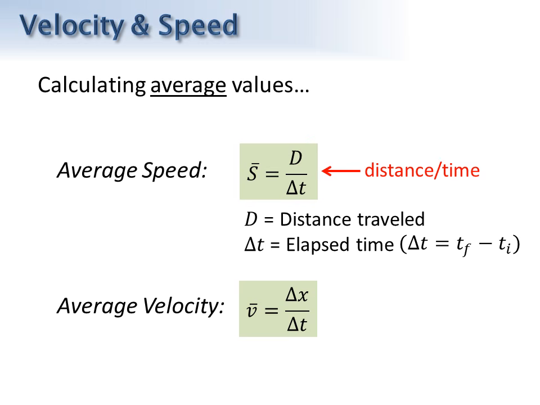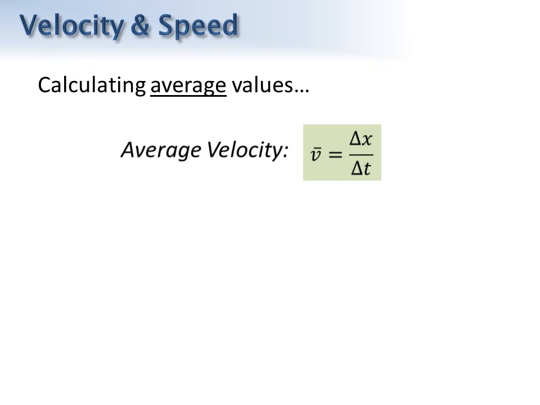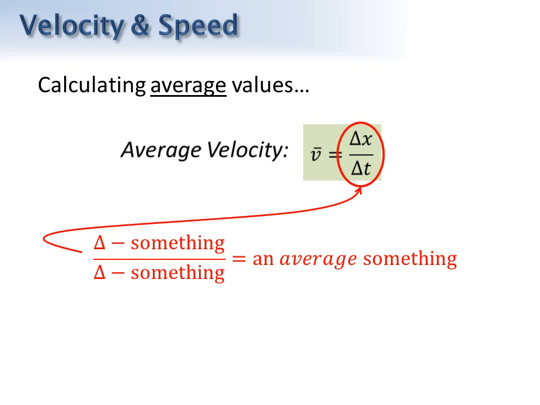Notice that the average speed equation is what most people are familiar with, distance divided by time. And then the average velocity equation is displacement divided by time. So that's the key difference between those two. Just a quick mathematical comment. Anytime an equation is delta something over delta something, like this equation, then the result is an average. So in this case, we know that we're calculating an average velocity because it's delta x over delta t.